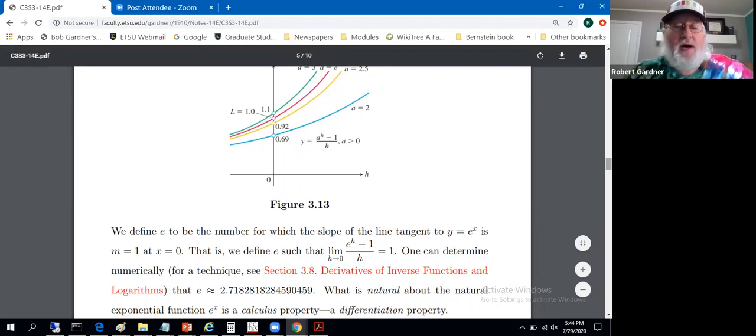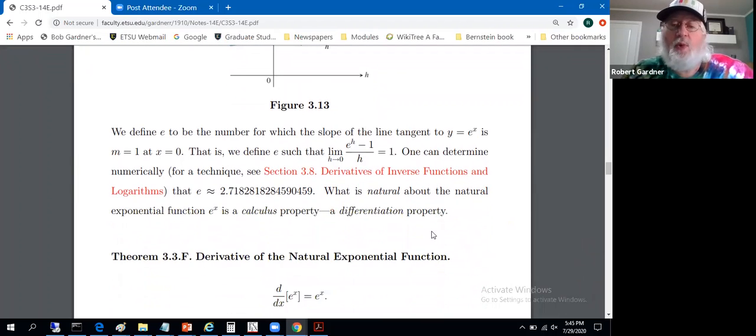In section 3.8, we'll look at some of this. That makes that number e approximately 2.718281828459045, a dozen odd decimal places. And that's the base of the natural exponential function, and the base of the natural log function. What's natural about it? Well, it turns out it's a calculus property.